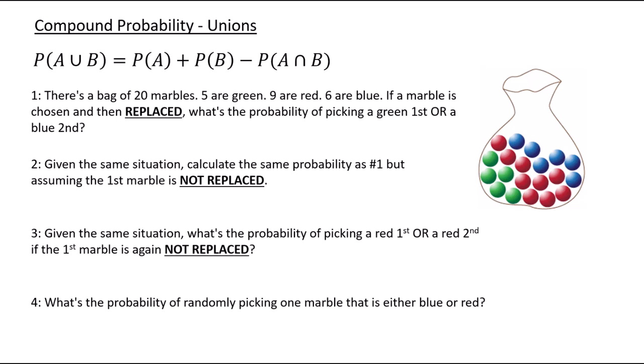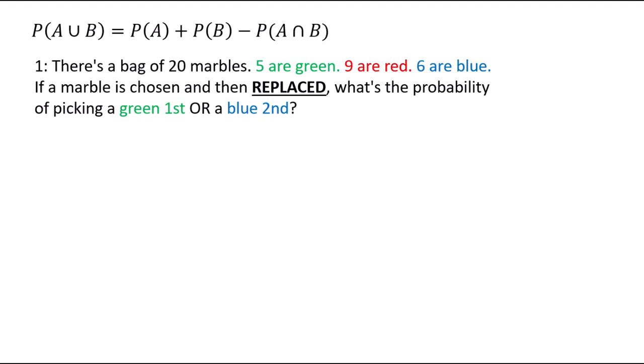This video covers compound probability, specifically unions, and we're going to be looking at a situation with a bag of marbles where we're picking two marbles and we're looking for the probability of when we pick one and we put it back, meaning we replace it, or when we don't put it back and we don't replace it. So for question one, we have 20 marbles.